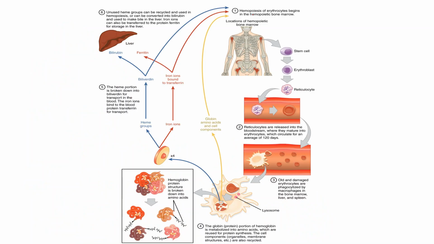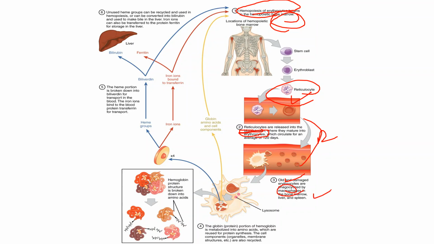Here we can see that hemopoiesis of erythrocytes begins in the hemopoietic bone marrow. Then the stem cell, erythroblasts and reticulocytes are there. These reticulocytes are released into the bloodstream, where they mature into erythrocytes. Erythrocytes have a 120-day cycle; they circulate around 120 days. After that, these old and damaged erythrocytes, this is for advanced information, are phagocytosed by the macrophages in the bone marrow, liver, and spleen.